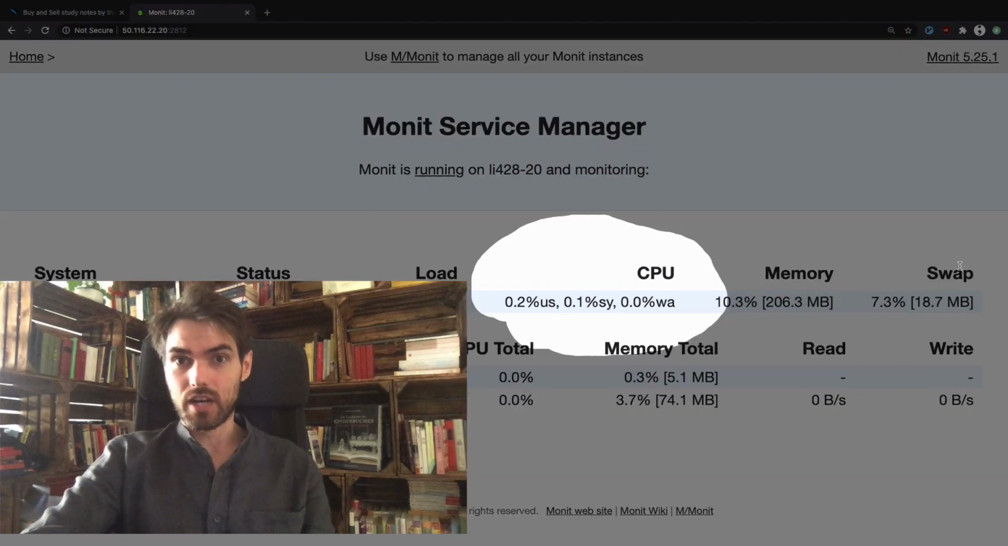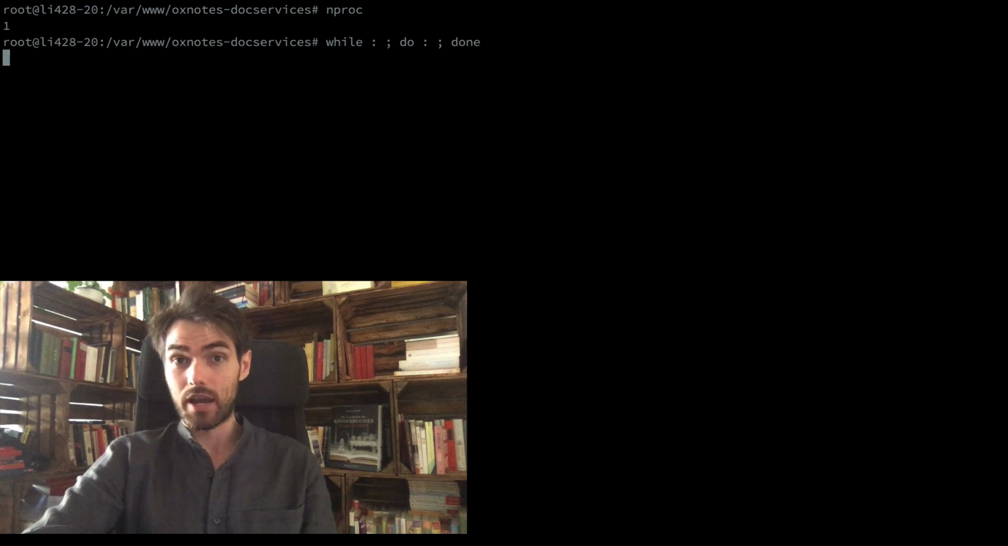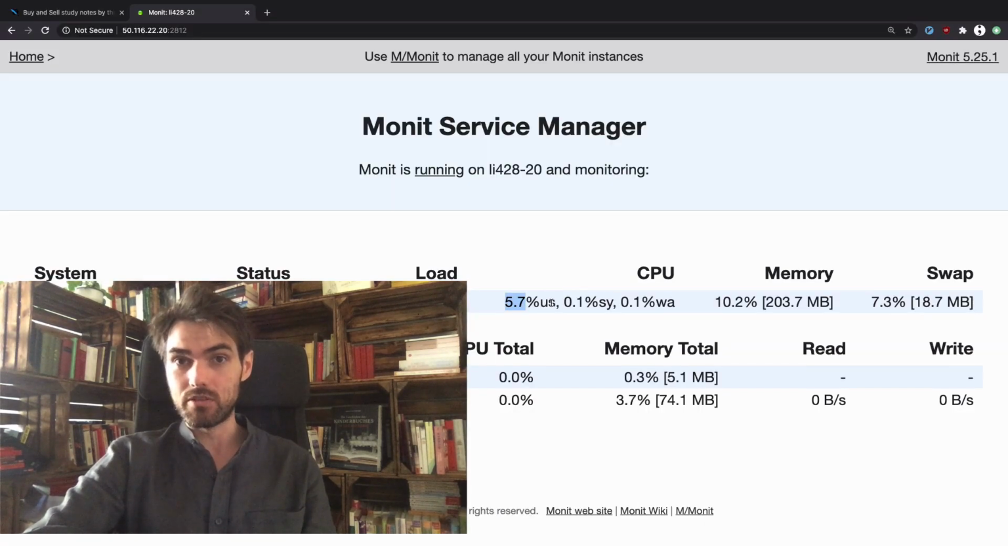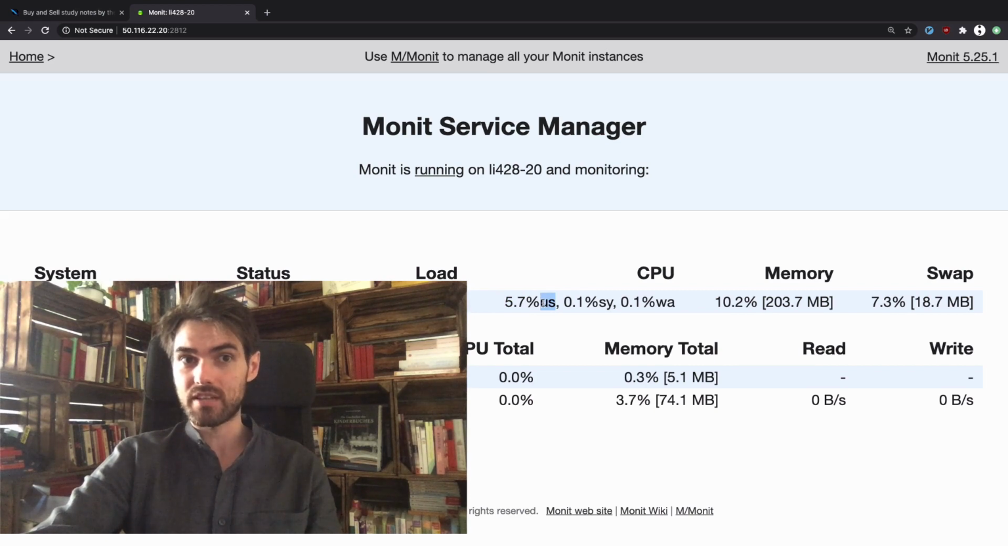Step 1, the server starts off with a minuscule 0.2% CPU usage. Step 2, I create a CPU intensive infinite loop. Step 3, the CPU usage rises to 5.7% and then 100%. Are you going to know about that?